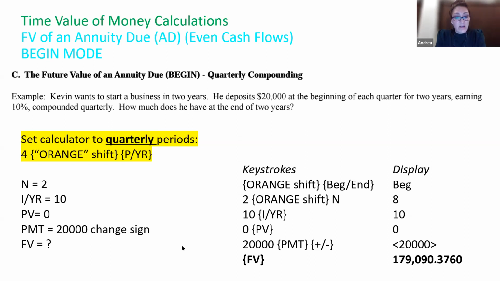Okay, so we're going to set the calculator to quarterly periods, which is 4 periods. And our keystrokes, again, you should already be in begin mode. All right, so it's 2 years, but being paid quarterly. So we're going to hit our shift button and N, which is 8 quarters, earning 10% per year. He is depositing $20,000 each quarter. So that's money going out. So that's a negative. And we are solving for future value, which is $179,090.